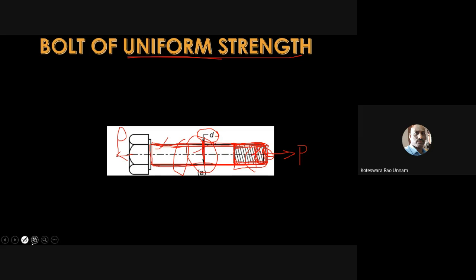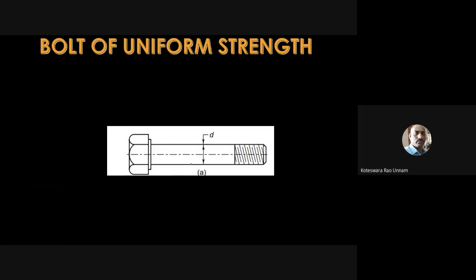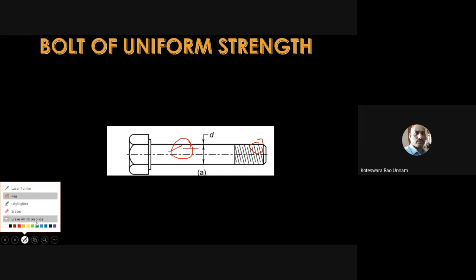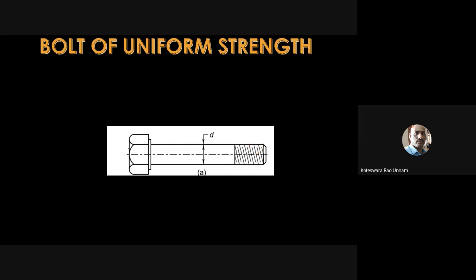So now if you take a bolt like this as it is, we cannot call this a bolt of uniform strength because you have a variable stress magnitude. In the shank portion you have one stress, and in the threaded portion you have a stress having a magnitude different from this. So we cannot call this a bolt of uniform strength. Now how can I make this a bolt having uniform strength? That is the next question.